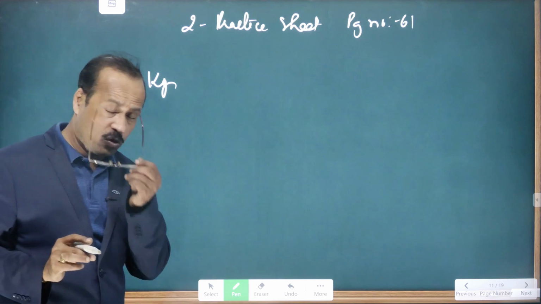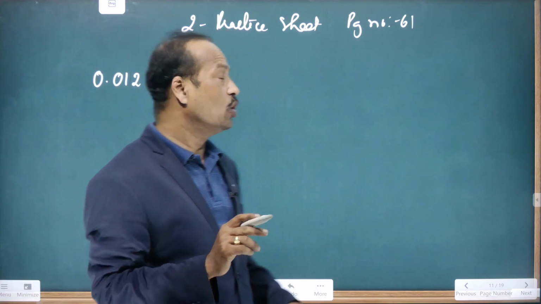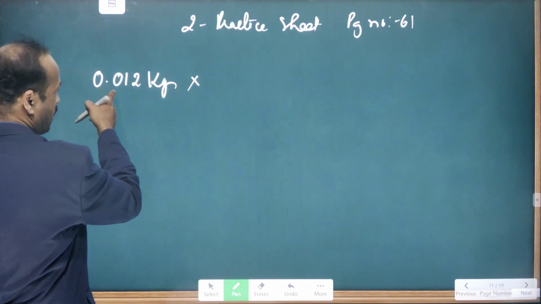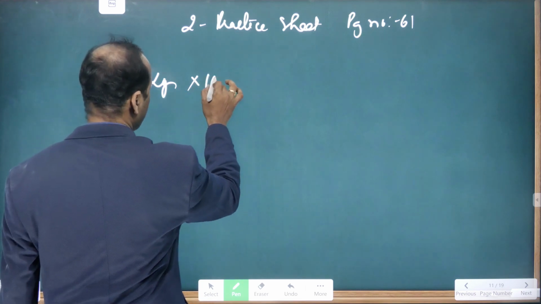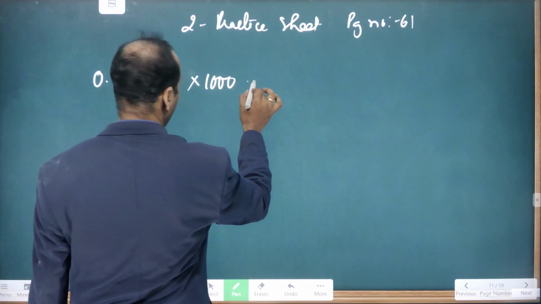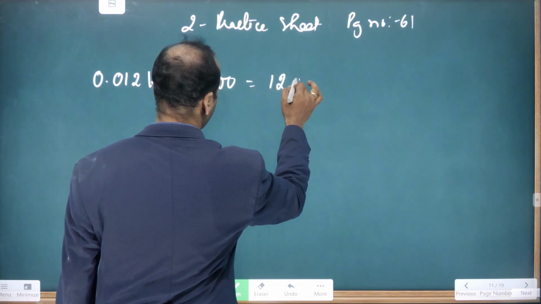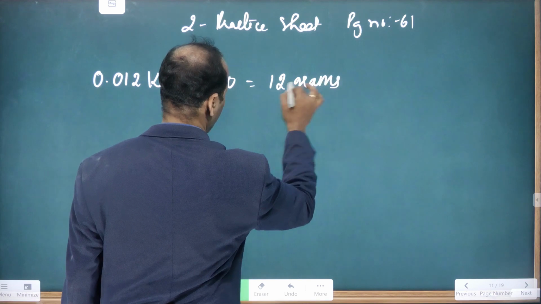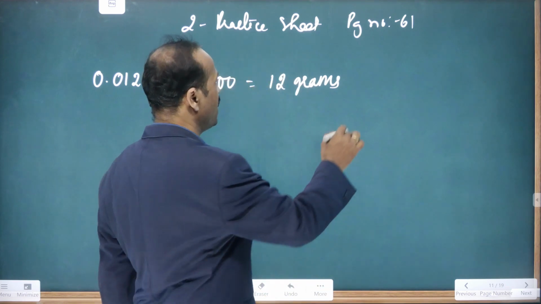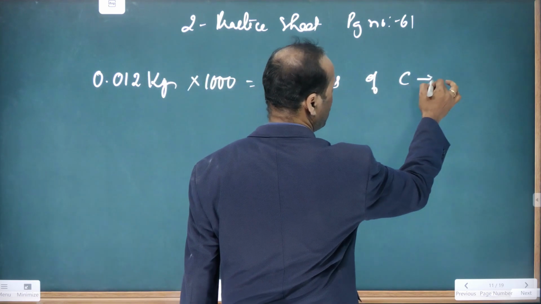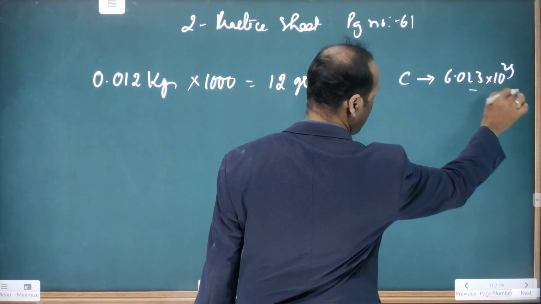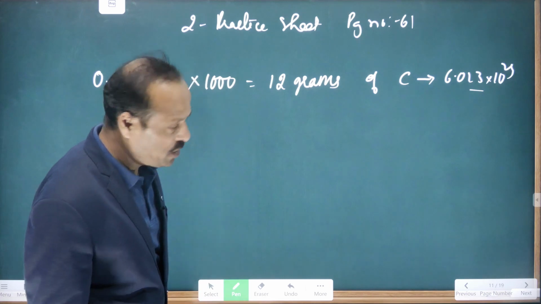1 kilogram is equal to 1000 grams, correct? So if you want to convert into grams, you have to multiply with 1000. When you multiply 0.012 kg with 1000, it becomes 12 grams. Now 12 grams of carbon consist of how many atoms? 6.023 into 10 to the power of 23. This is nothing but 1 mole. So the option is fourth option.